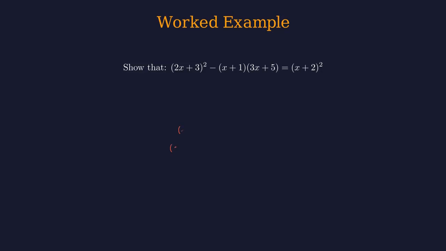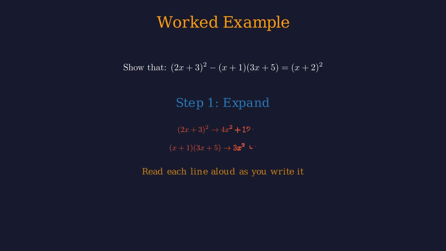Step 1. Expand each product. Expand (2x + 3)² to get 4x² + 12x + 9. Expand (x + 1)(3x + 5) by distributing. x times (3x + 5) gives 3x² + 5x. 1 times (3x + 5) gives another 3x + 5. So combined that's 3x² + 8x + 5.